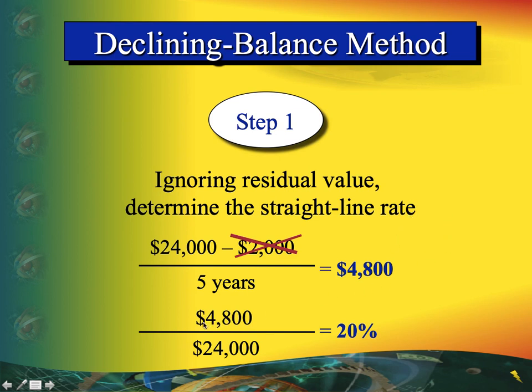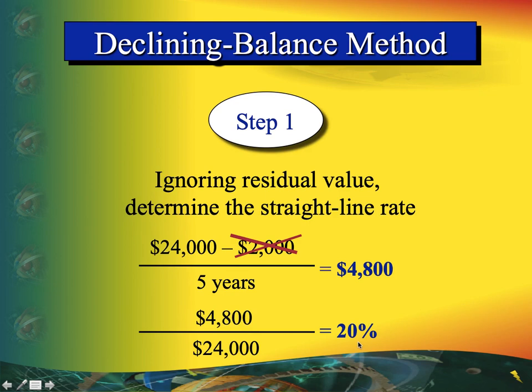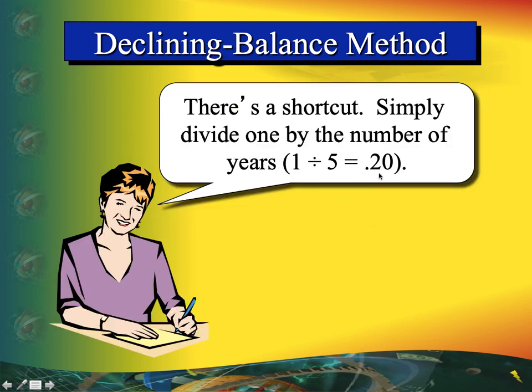And then you have to calculate the rate. It means 4,800 divided by 24,000 and you will get a rate of 20%. It's pretty easy, just ignore the residual value. And there's another shortcut. Simply divide 1 by the number of years. For example, 1 divided by 5 years of economic life will become 0.2. It's the same, 0.2 is 20% as well.